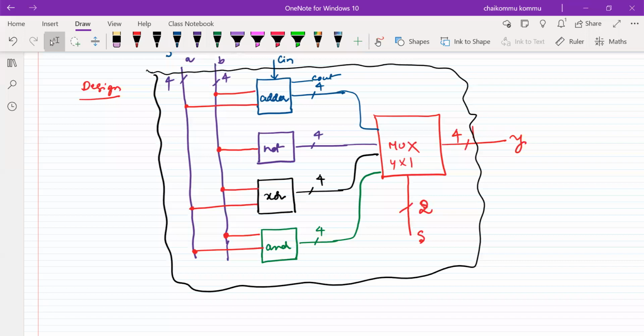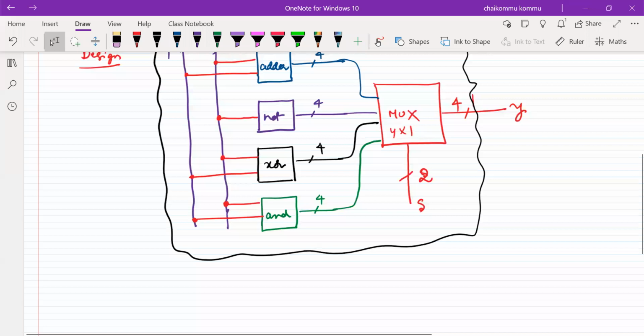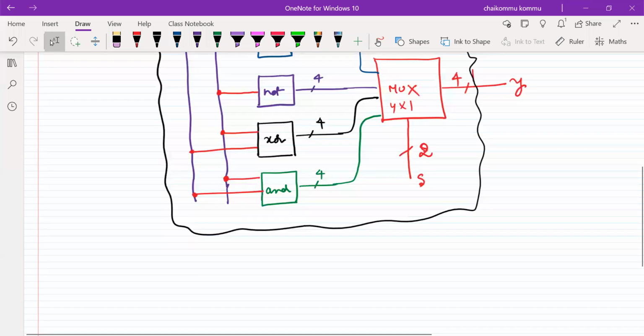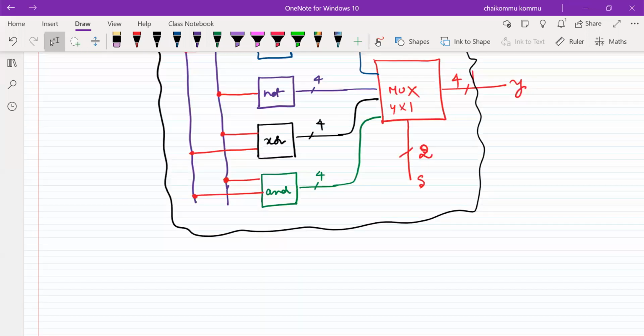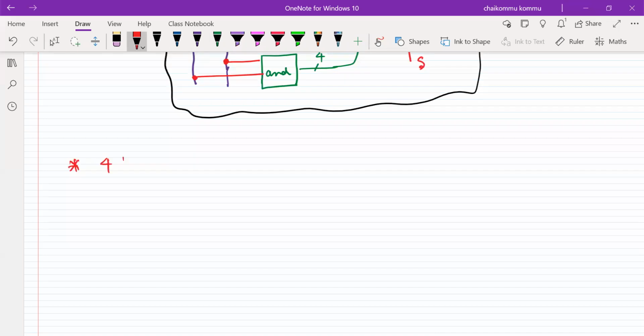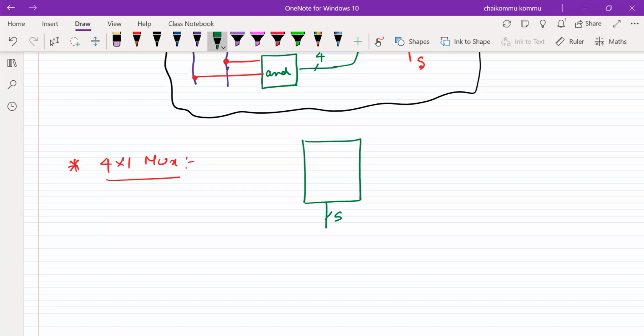First, let us start with the 4x1 multiplexer. So let us start with the 4x1 mux. What is the 4x1 mux? It says that, so that means it has got 2 selection lines.